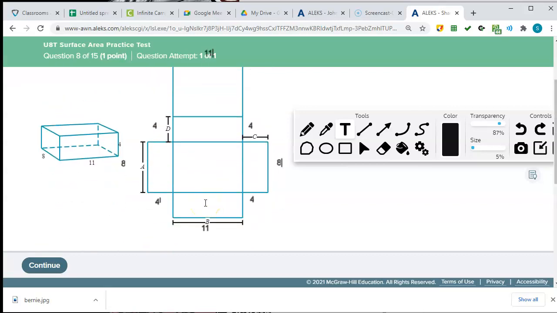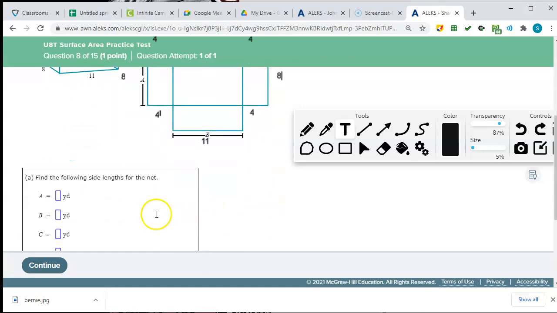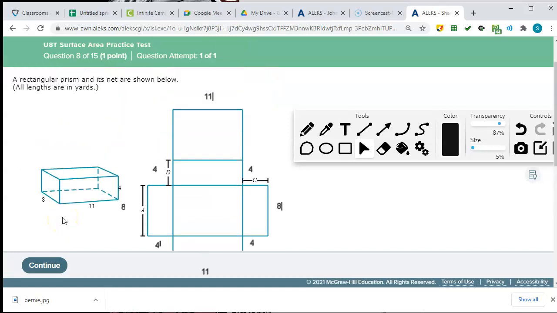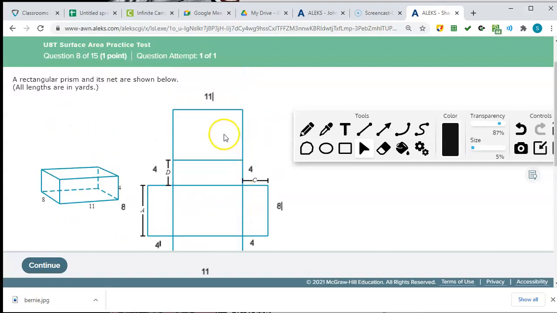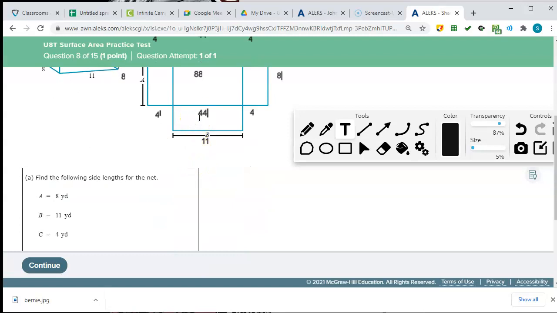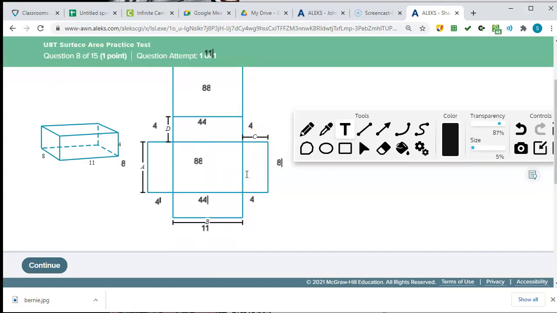Now, A was my 8. B was my 11. And C and D were both my short ones, so 4 and 4. Use the net to find the surface area. So we want the area of each piece. This one is 11 by 8, so this is 88 for this one, and 88 for this one, and 44 for this one, and 44 for this one, and 32 for this one, and 32 for this one.